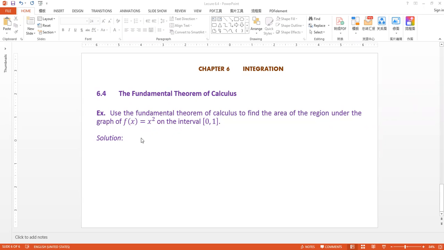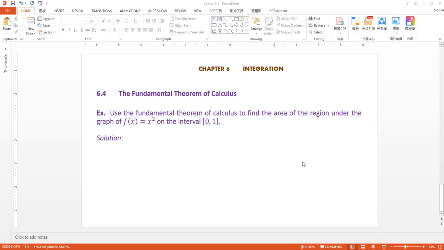So let me just walk through the first example in this section here. The problem is: use the fundamental theorem of calculus to find the area of the region under the graph of f(x) equal to x squared on the interval from 0 to 1. Okay, so we need to find the area of the region under the curve. And we don't have to draw the graph. We know this is a parabola. Okay, so from 0 to 1.